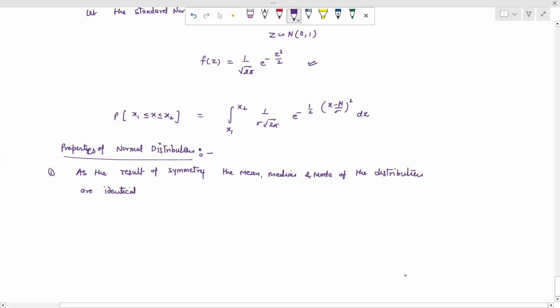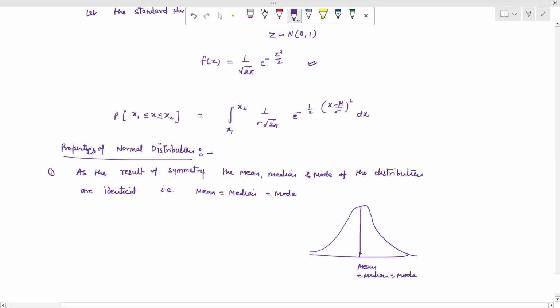Identical, that is the same. So that means we can say that mean is equal to median is equal to mode. So when mean equals median equals mode, we always make a normal curve. So here we can see that the mean is equal to median is equal to mode.